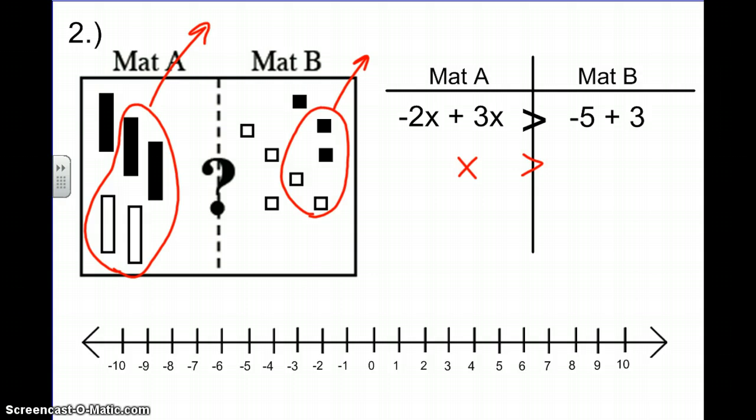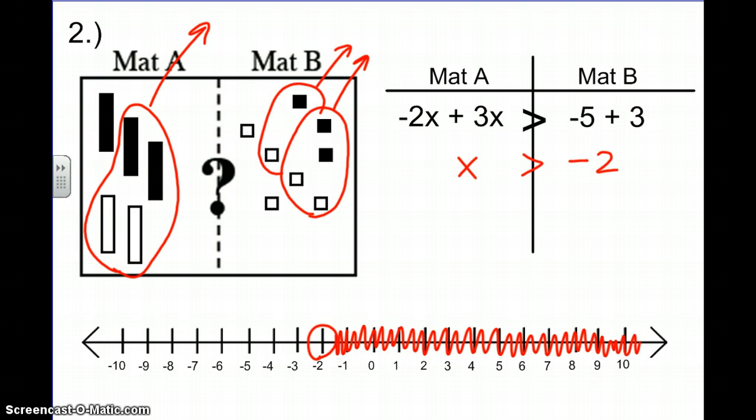actually we have one more 0 we can create here. So that actually would leave us with just 2 negatives on mat B. Actually, there's not a whole lot more we need to do. We can see x is greater than negative 2, our boundary point is negative 2, and we want all of the values greater than negative 2. That's what will make mat A greater than mat B.